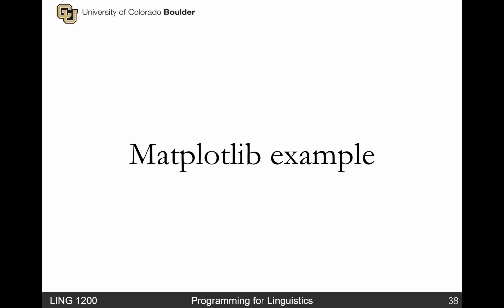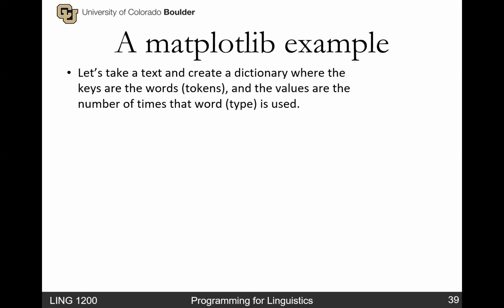Let's walk through an example of using dictionary data and plotting the information we have in there. This will be helpful for you in homework 4. So the task that we're going to walk through here is, let's take a text and create a dictionary where the keys are the words and the values are the number of times the word is used.